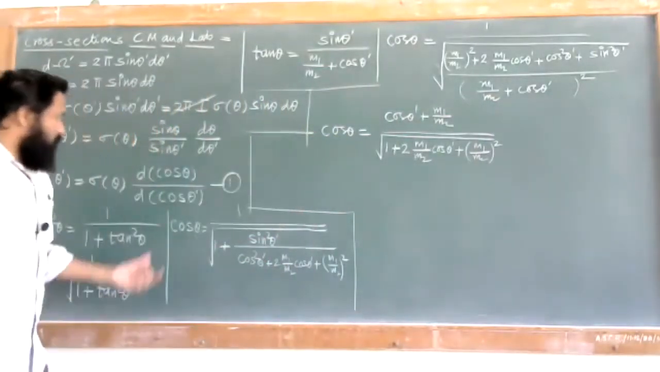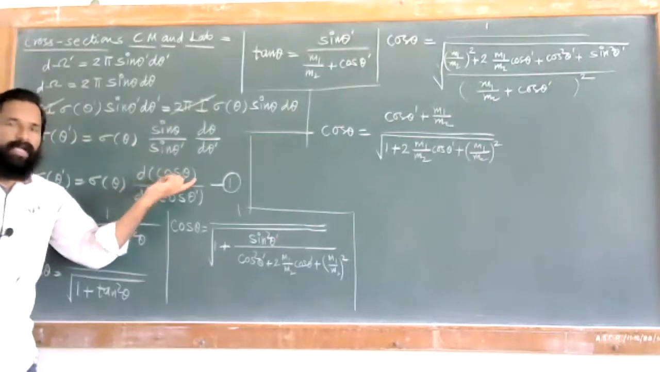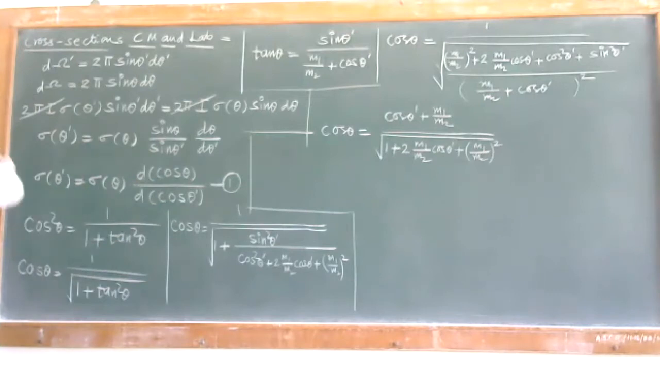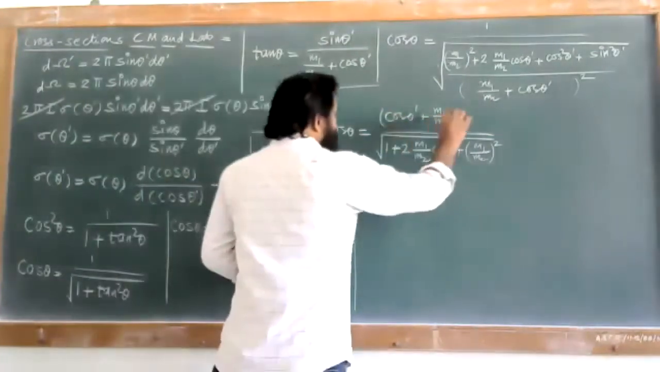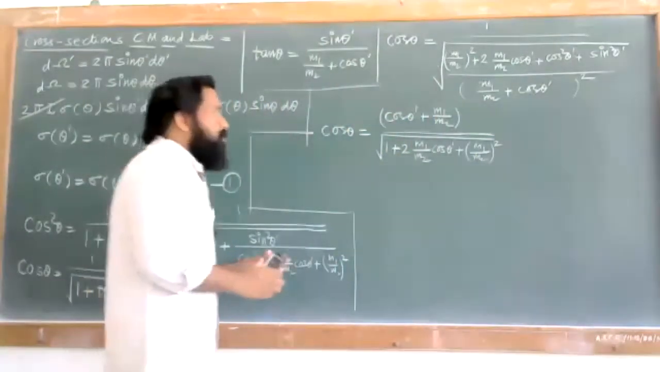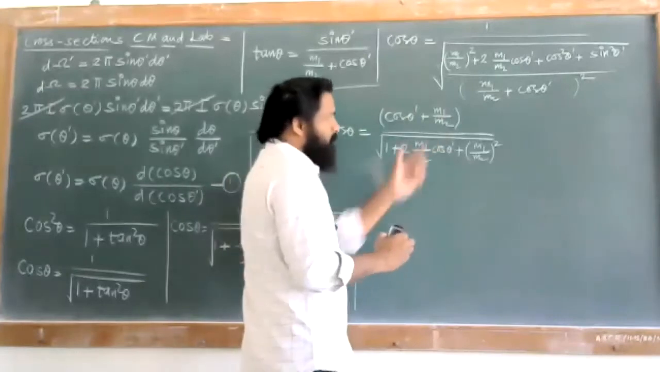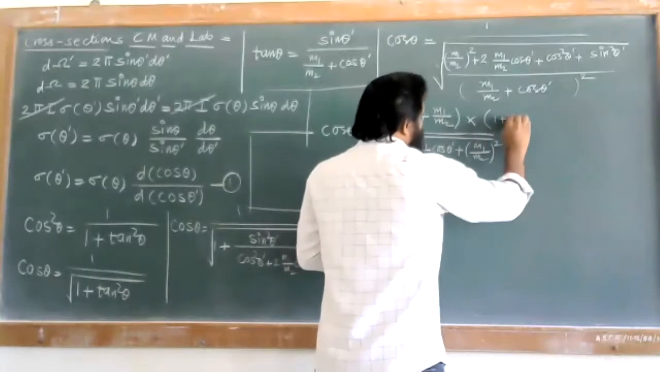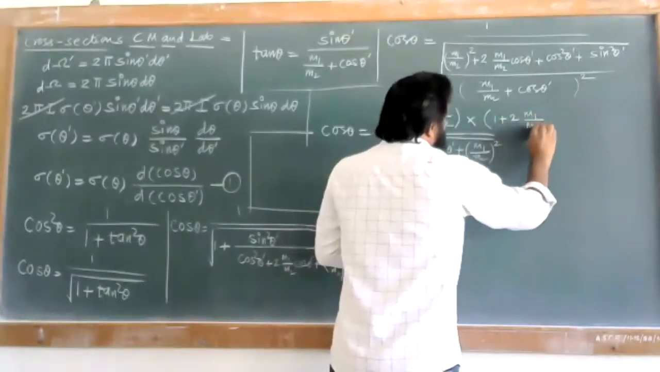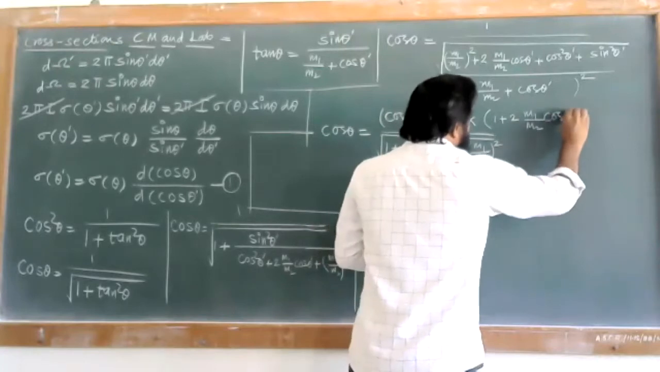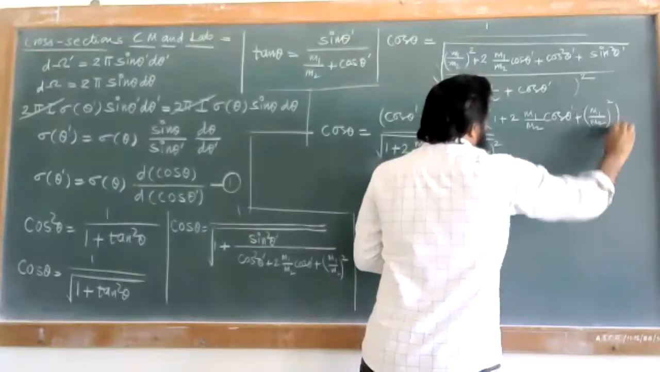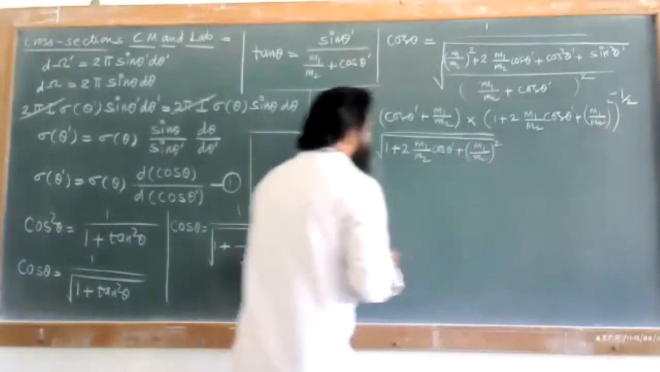What do we want? We want the derivative of cos theta divided by the derivative of cos of theta dash. So in order to find it out, what we have to do? We'll have to just take a derivative of this term. So I'll just rearrange this. I can take this term to the numerator side and I can write this as 1 plus 2 m1 upon m2 into cos of theta dash plus m1 upon m2 bracket square, raised to minus 1 half. You just take it out.